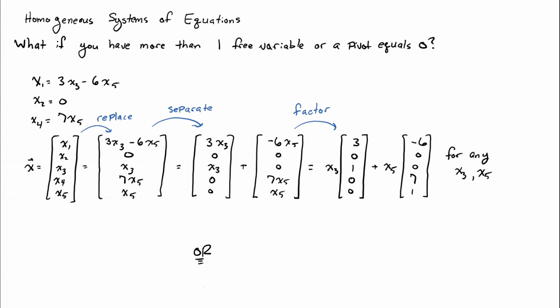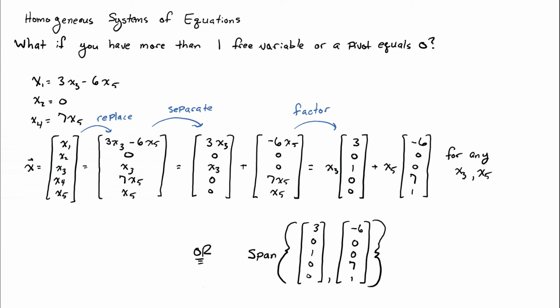This could also be written as the span of 3, 0, 1, 0, 0 and minus 6, 0, 0, 7, 1. Notice the parametric form is just all linear combinations of these 2 vectors. That's why it's equal to the span. I highly recommend you try to fully understand this process, especially that last sentence about linear combinations. It will make the rest of this class much easier.